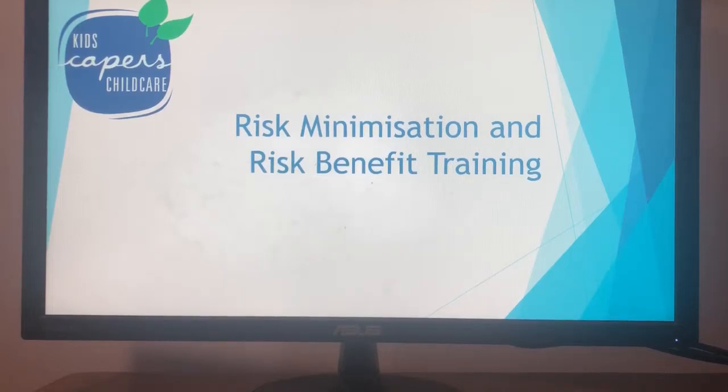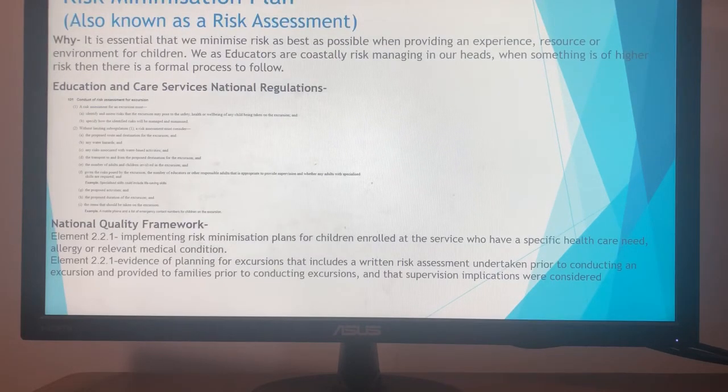Today we're going to be looking at risk minimisation and risk benefit training. First off, I would like to explain the why. It is essential that we minimise risk as best as possible when providing experiences, resources or environments to children. We as educators are constantly risk managing in our heads. When something is of a higher risk, then a formal process must follow.